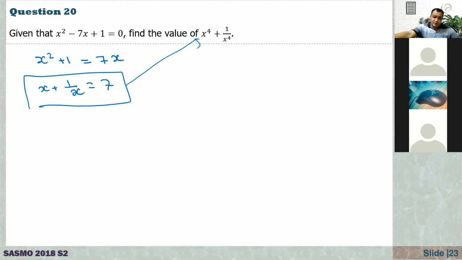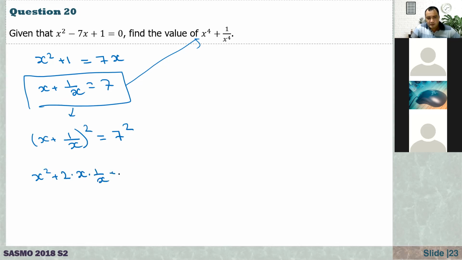No. If it is given, for example, and you square both sides, what do we have here? x plus 1 over x squared is equal to 7 squared. On the left-hand side, we have x squared plus 2 times x times 1 over x plus 1 over x squared. That's equal to 49. So x times 1 over x is equal to 1. Take 2 to the right-hand side. So here we have x squared plus 1 over x squared equal to 47. That's the first part.